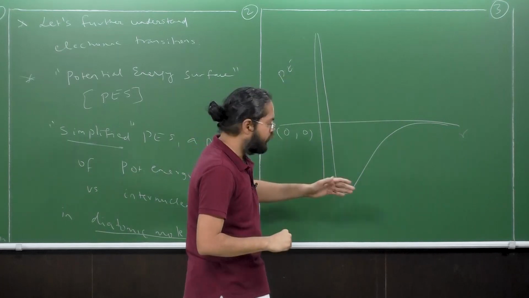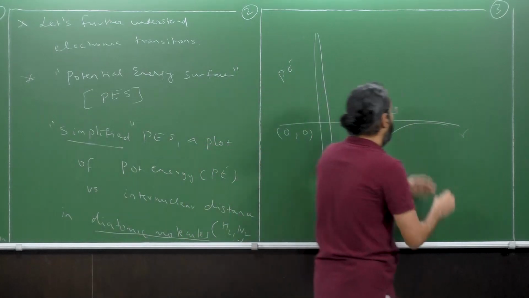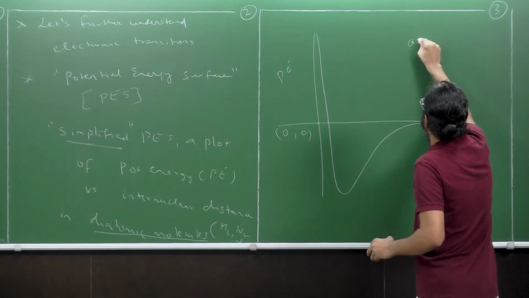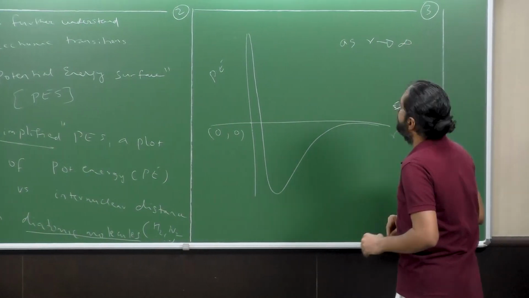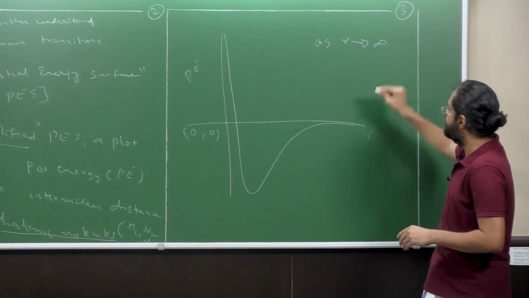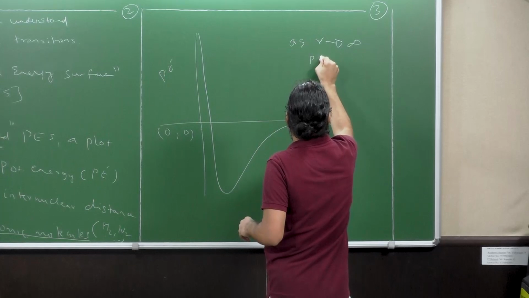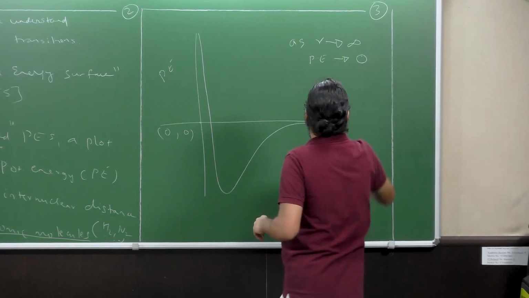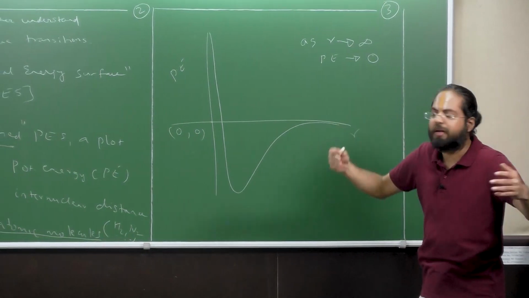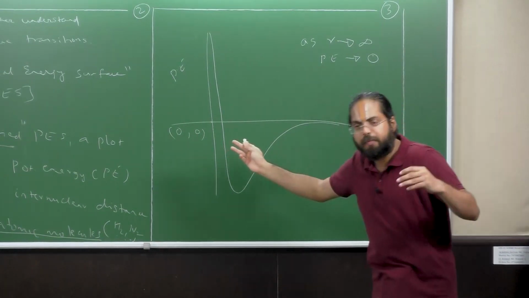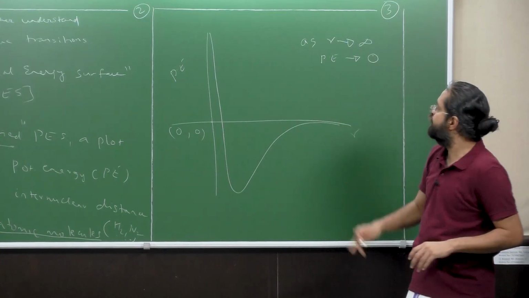Now, please note the shape of the curve. For very large R, notice this: as R tends to infinity, your PE tends to 0. Notice this point, it tends to 0, it never reaches 0. These are the mathematical features of this curve. I shall tell you the physical picture soon after I describe the mathematical features.